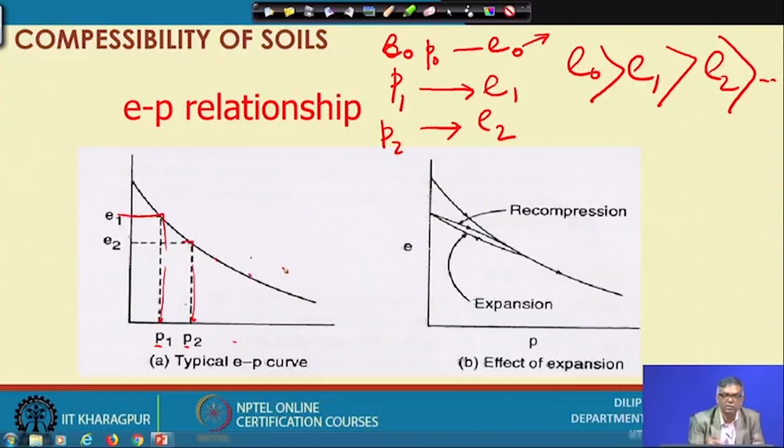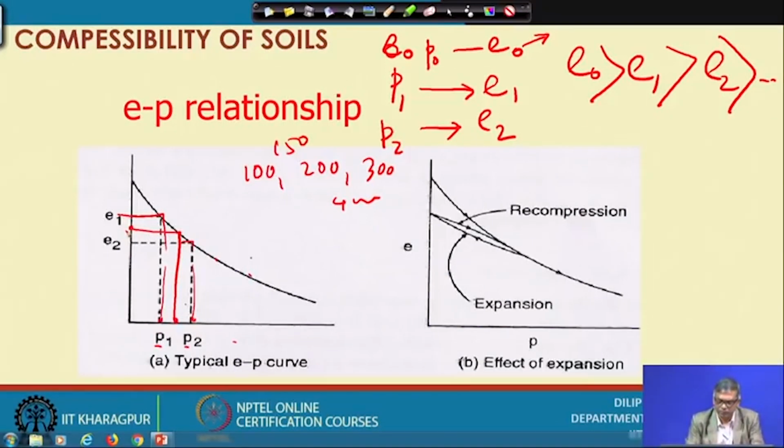Suppose while developing this curve, we apply pressures of 100, 200, 300 or 400, like that. But now if I want to find out the void ratio at some other pressure, suppose 150, then from this curve, suppose this is 100 and this is 200, 150 is the middle. So, I will just project from here and read the void ratio from there. That is the way we can find out the void ratio.